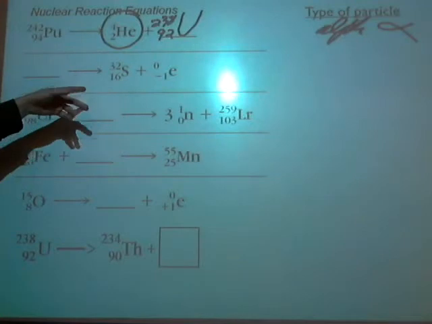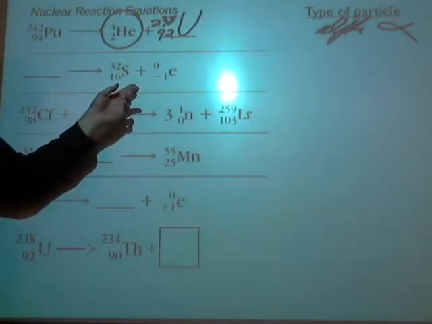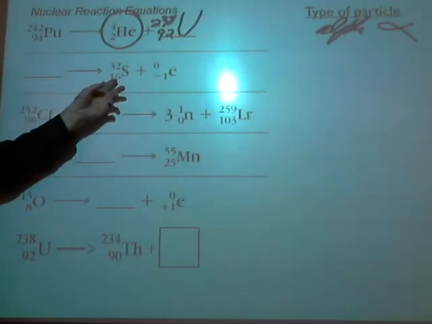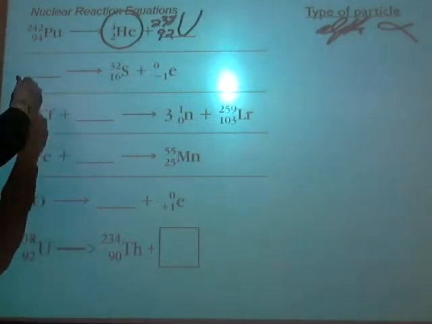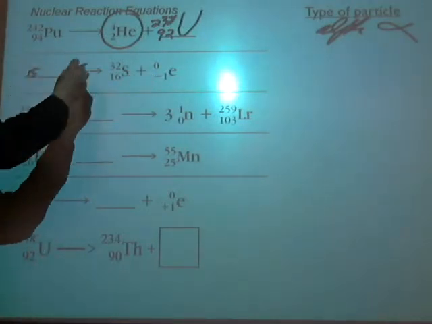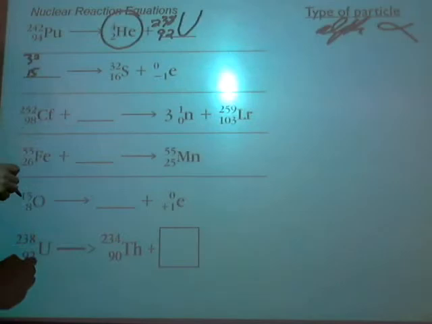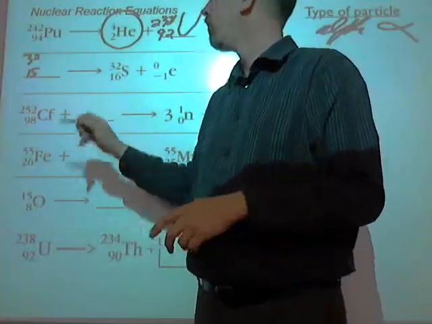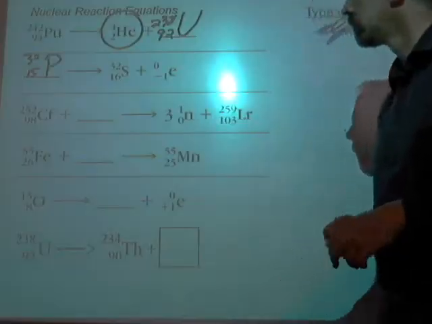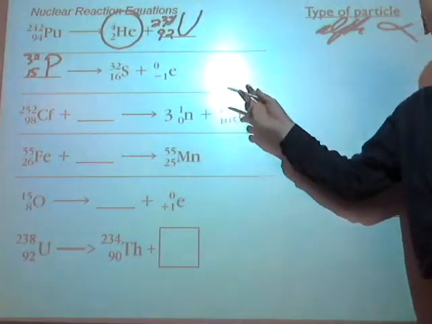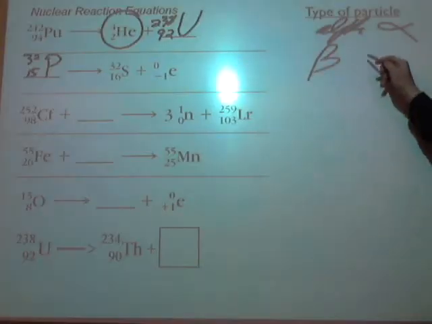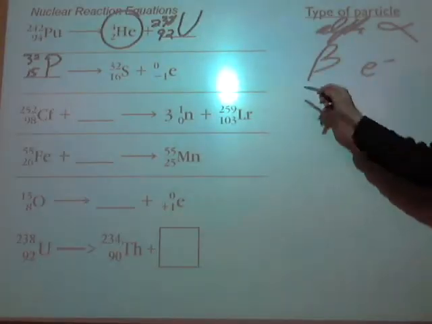Now, do be careful when you have negatives. A lot of times people do this backwards. 16 and a minus 1 is what? 15. Up there, 32. What element is over here? Phosphorus. Good. What particle is given off there? Beta. A beta, which can be symbolized with a B or an E with a minus 1.